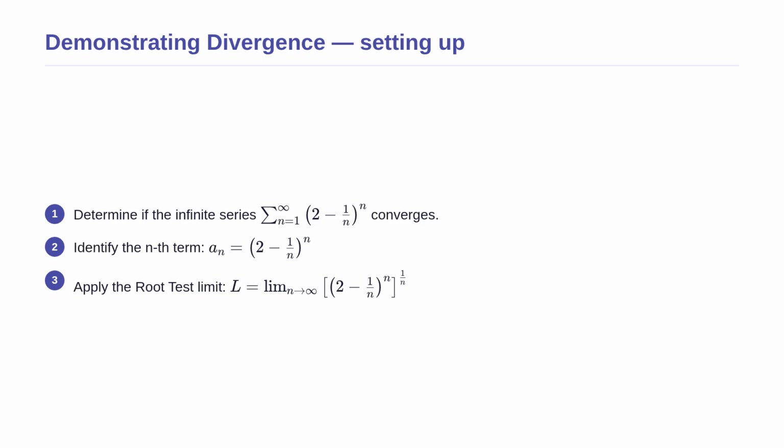Now that we have seen a converging series, let us look at a scenario where a series blows up to infinity. We have a new series where the term is (2 - 1/n), all raised to the power of n. Just like before, the global nth power is a flashing neon sign telling us to use the root test. We set up the limit by raising our nth term to the power of 1 over n, which neutralizes the outer exponent and reveals the true behavior of the base.